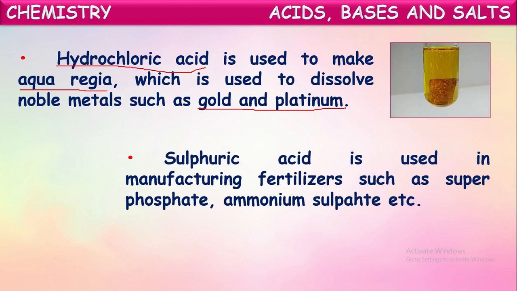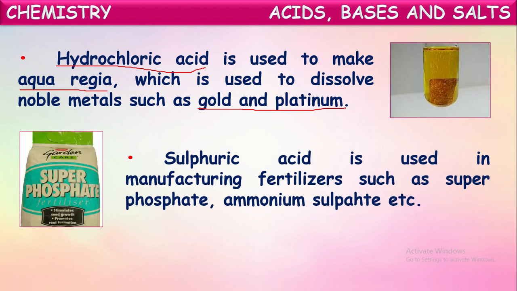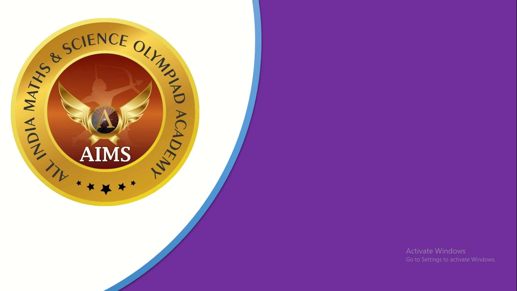And sulfuric acid is used in the manufacturing of fertilizers such as superphosphate, ammonium phosphate, etc. So in the preparation of these fertilizers, sulfuric acid is used. Okay, that's about uses of acids.